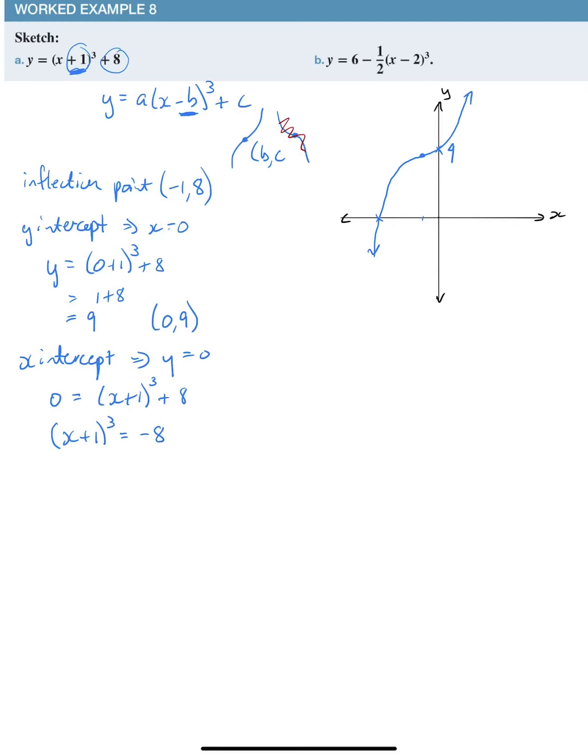I'm now going to take the cube root on both sides. So that equals the cube root of negative 8. The cube root of negative 8 equals negative 2. So x plus 1 equals negative 2. And therefore x equals, take 1 from both sides, negative 2 take away 1 is negative 3. So my x-intercept is negative 3 and y equals 0. Negative 3 and 0. Let's look at the second.